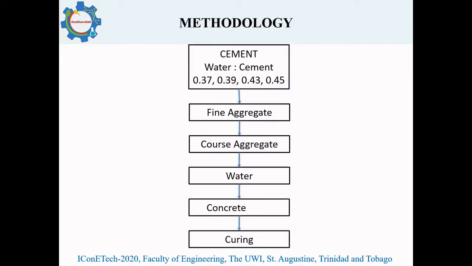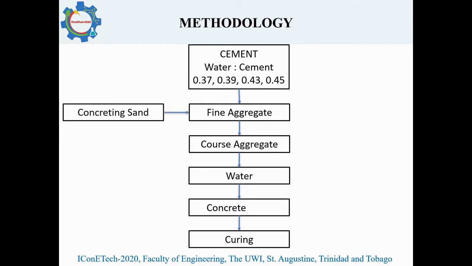Our methodology can be split into 5 areas. This slide examines our concrete mix designs used. 22 batches of concrete were made according to ACI standard 211.1, using water to cement ratios which ranged from 0.37 through to 0.45. For each mix ratio, the design mix was varied as follows.